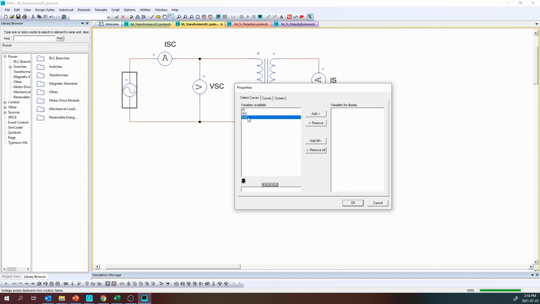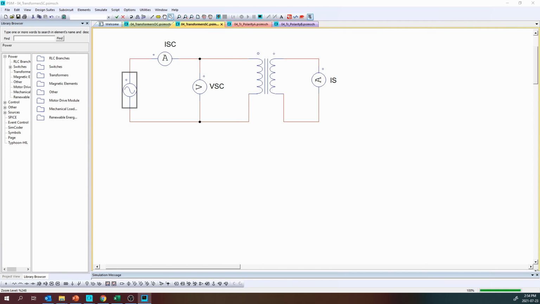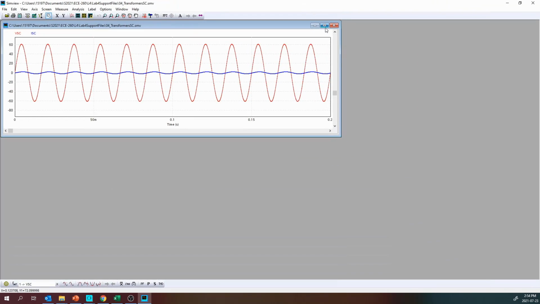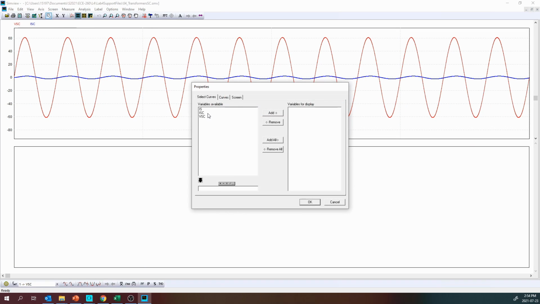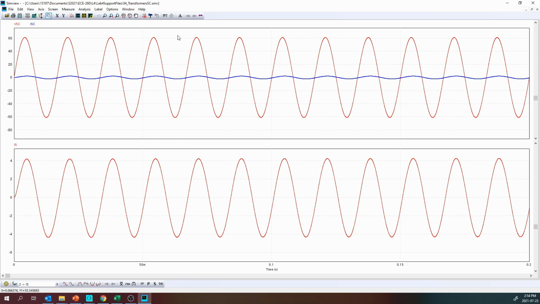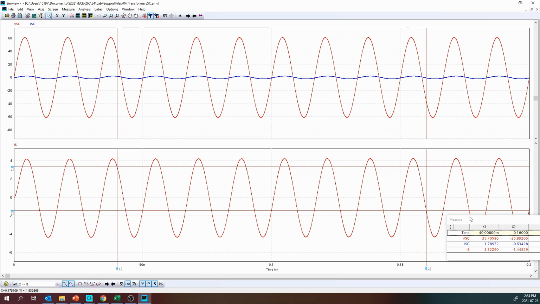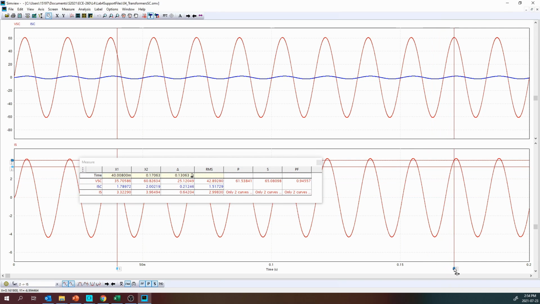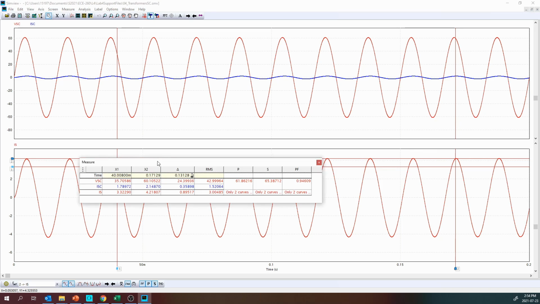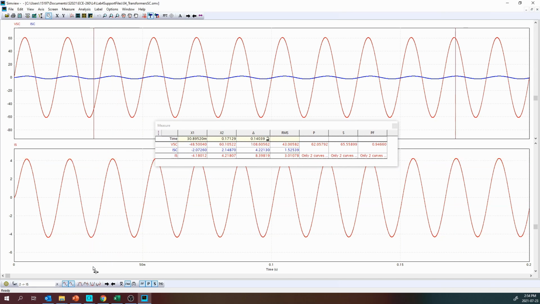So VSC, ISC in one window. Now the window is here, and we need to split this and add IS. And so what you need to do when you click in measurement, what you need to find out is, let's put the cursors in the right positions as we know we should do, covering as many cycles as possible.